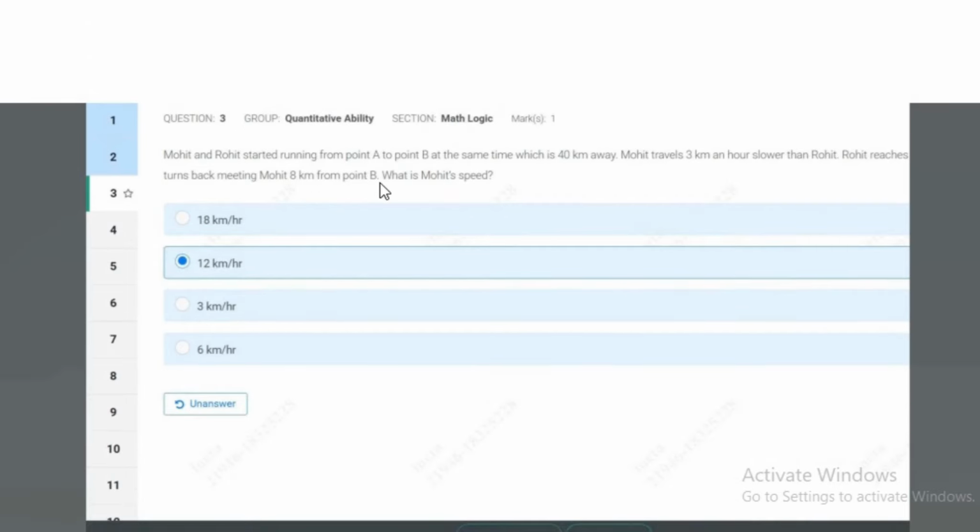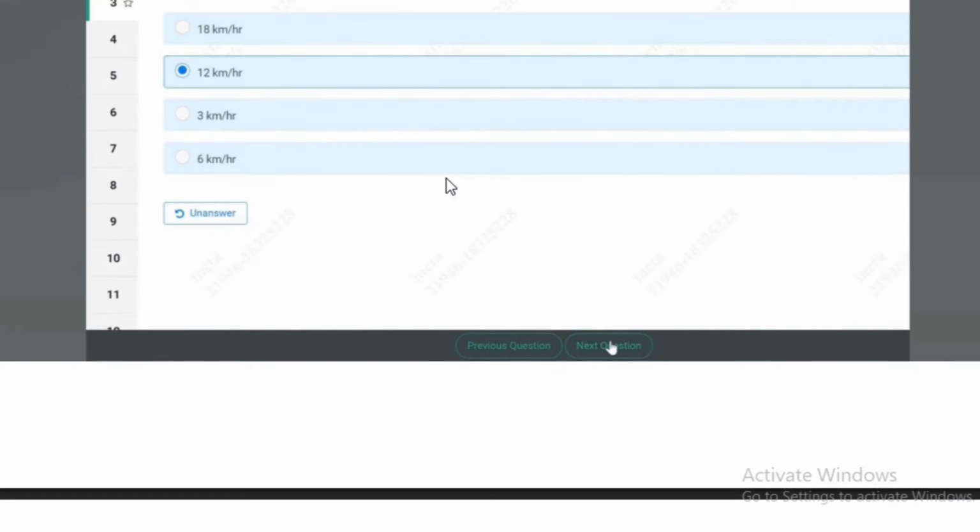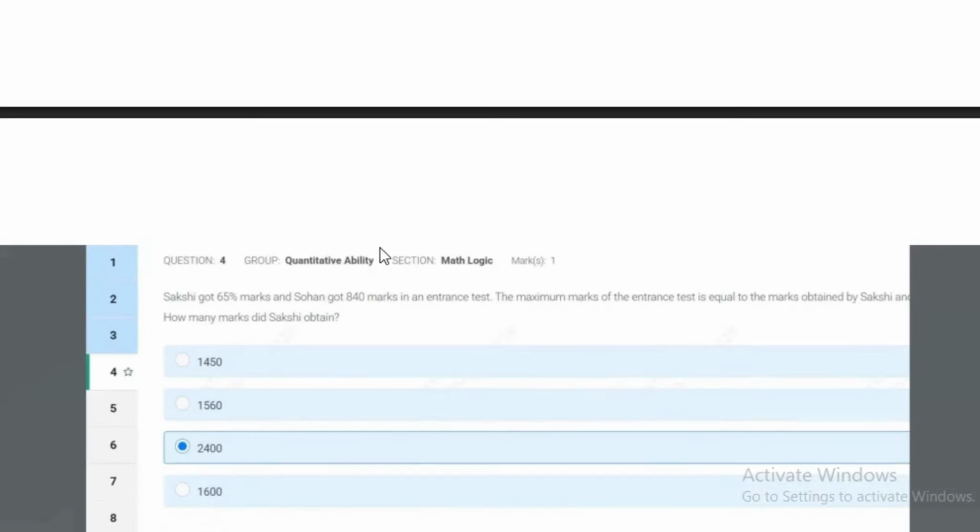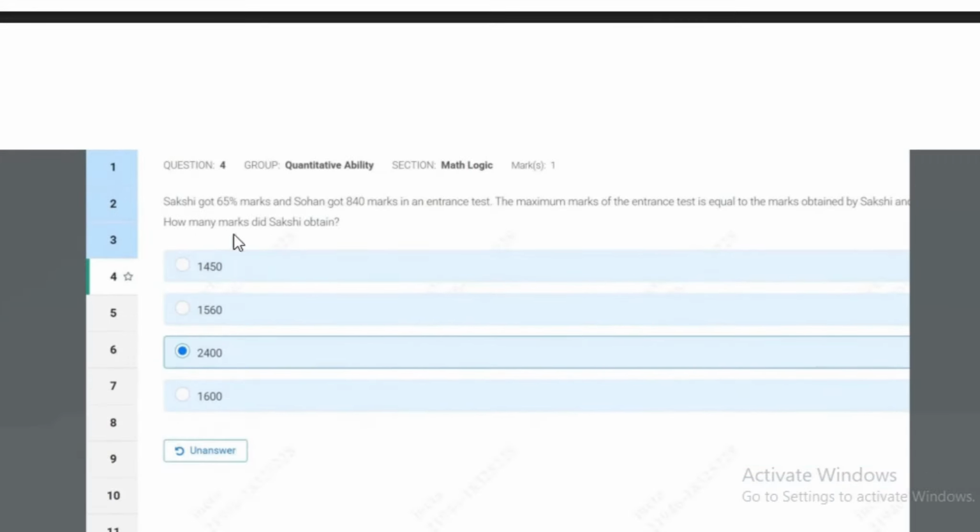And the next question is, Mohit and Rohit started running from point A to point B at the same time, which is 40 kilometers away. Mohit travels 3 kilometers an hour slower than Rohit. Rohit reaches and turns back, meeting Mohit 8 kilometers from point B. What is Mohit's speed? It falls under speed and distance. So the answer is 12 kilometers per hour.